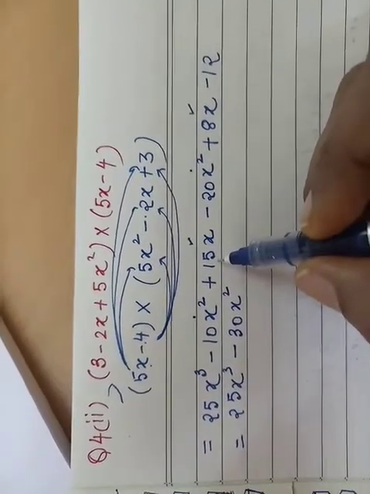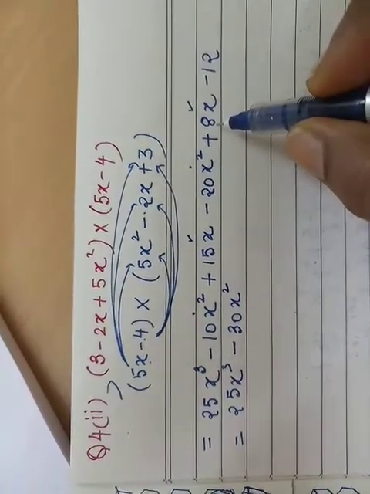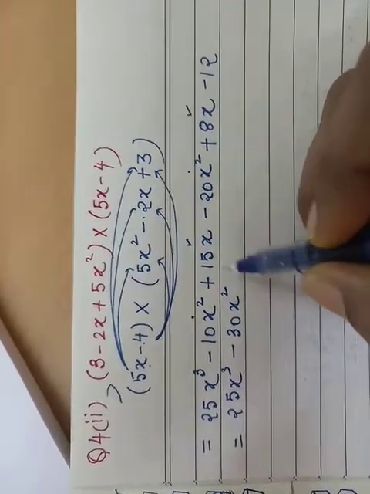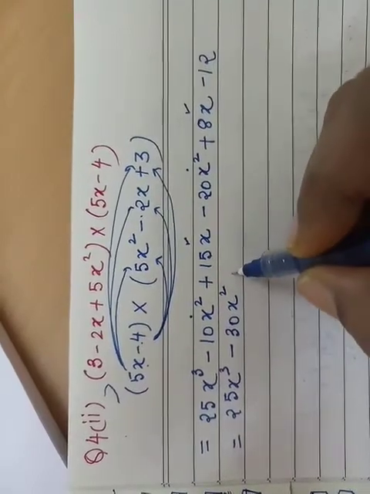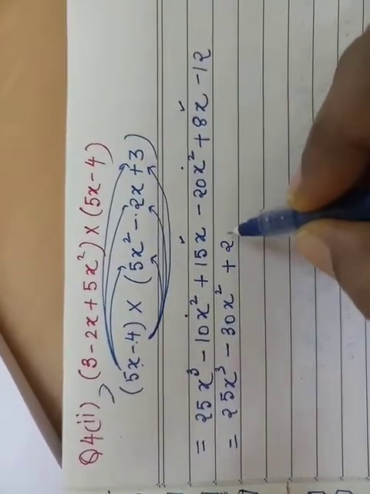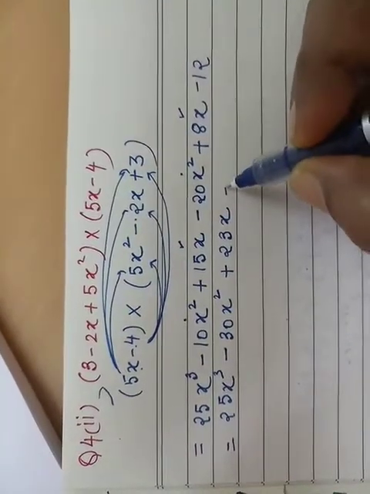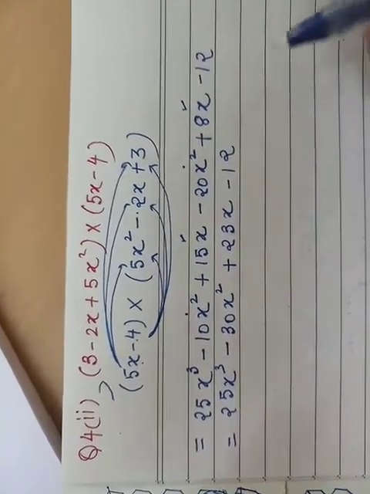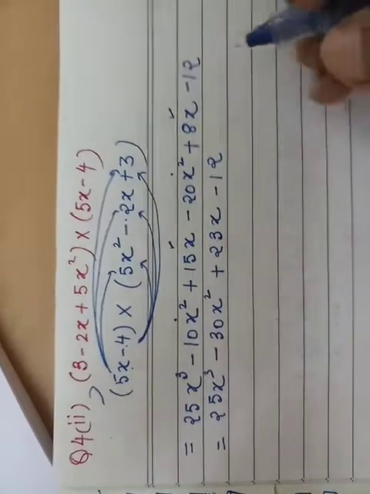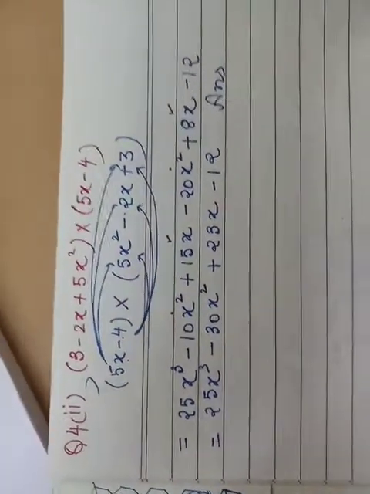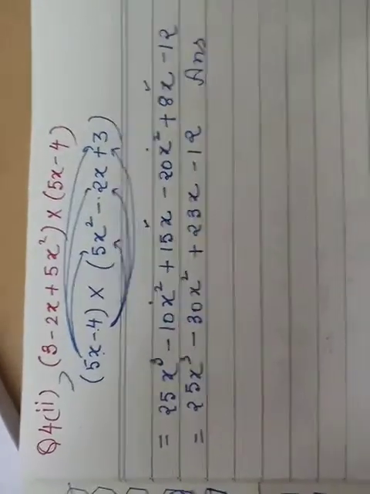Then we have plus 15x and plus 8x. Again they both have the same sign, so we'll add them. 15 plus 8 will give you 23 and that sign is plus, 23x. And then we write the constant term, that is minus 12. So this way you can write the answer. This way we multiply with the horizontal method.